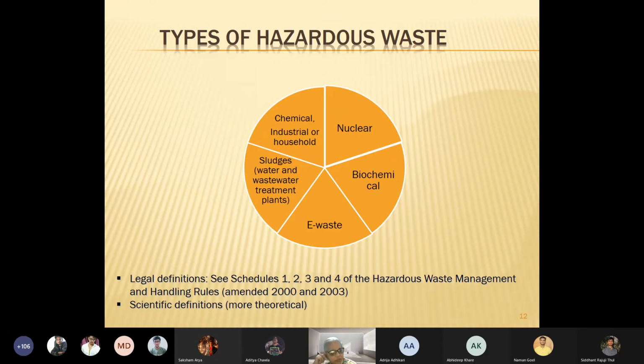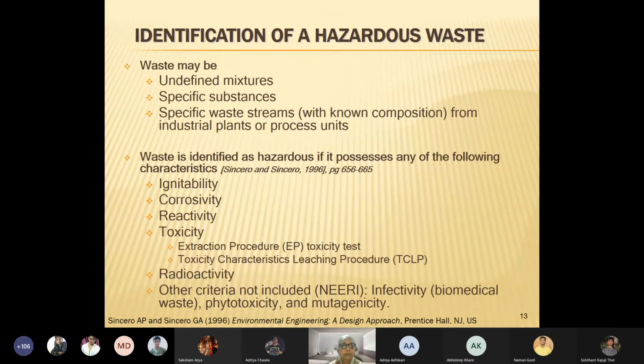E-waste comes from electrical and electronic appliances. So all electrical and electronic appliances after their useful end of life are considered e-waste or electronic waste for short. And then we come to sludge. Sludge from municipal wastewater or water treatment plants, all of that is also considered hazardous waste. The next thing is, how do we identify a material as hazardous waste?